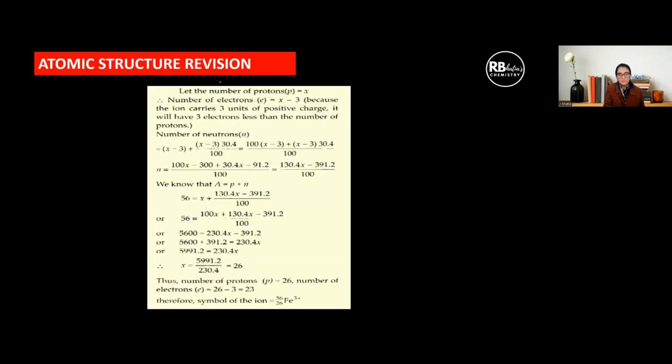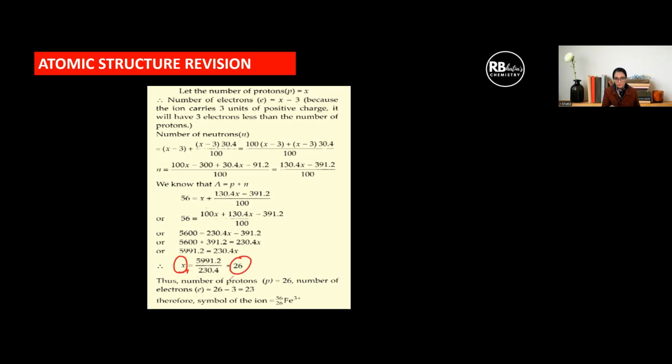Again, we are going to consider the number of protons to be X. Electrons are going to be 3 less. And number of neutrons is going to be whatever is the number of electrons, 30.4% of that number added to this will be giving us number of neutrons. So when you solve, mass number is proton plus neutron. 56 is the mass number given. Protons we have assumed to be X, and neutrons we have received the number here. So solve this, and finally you'll get X to be equal to 26.